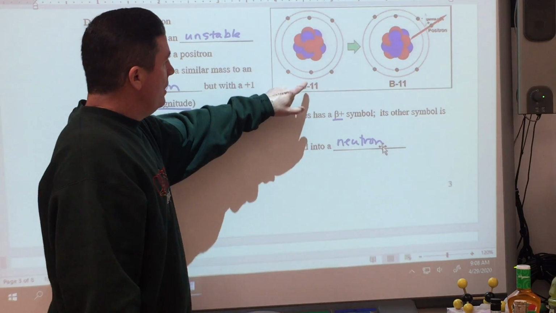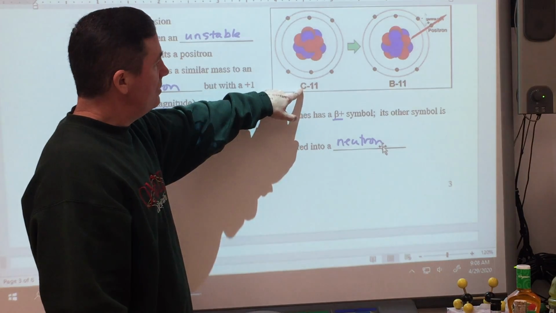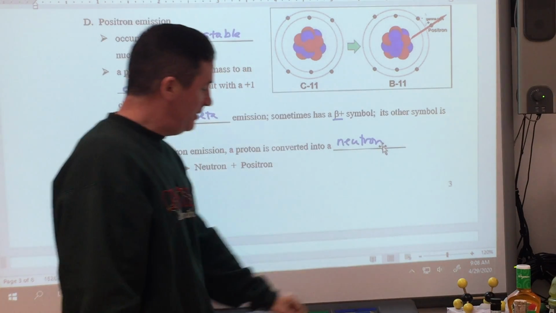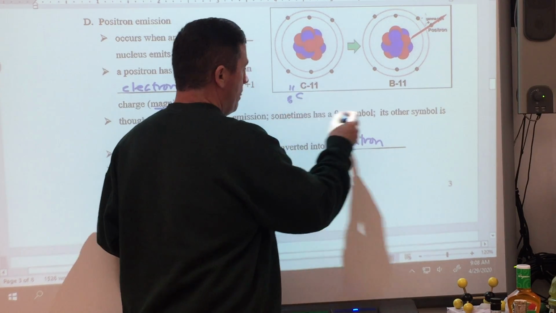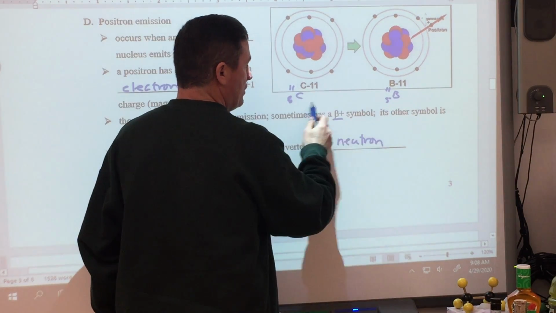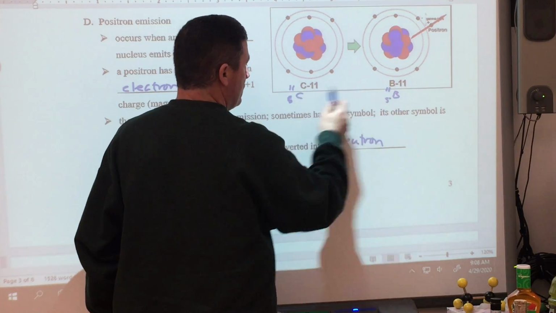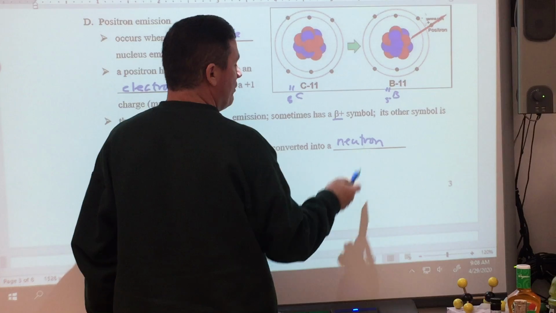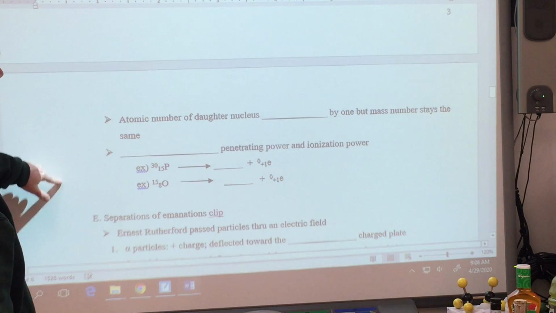As you can see here, this is carbon 11, but remember that carbon also has 6 protons. It converts into boron 11, and boron has 5. Why don't I write that down there? This is carbon 11, 6, and this is boron 11, 5. So you can see that the number of protons has gone down, but the atomic mass has stayed the same. So in order to lose a proton, but keep the atomic mass, we have to have gained a neutron, and that's what happens.